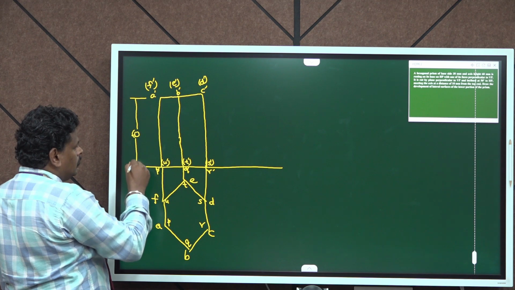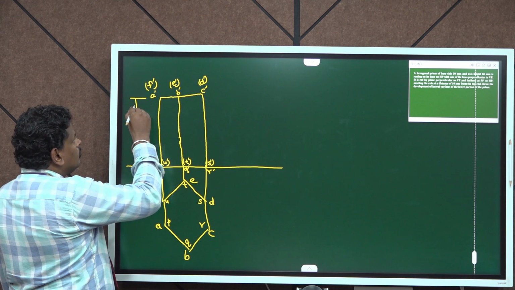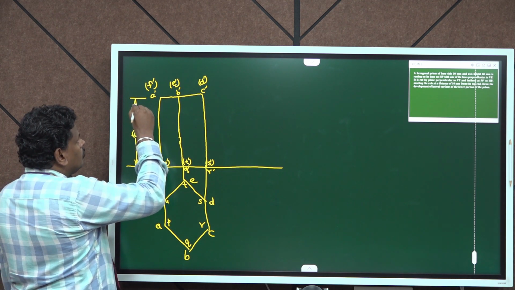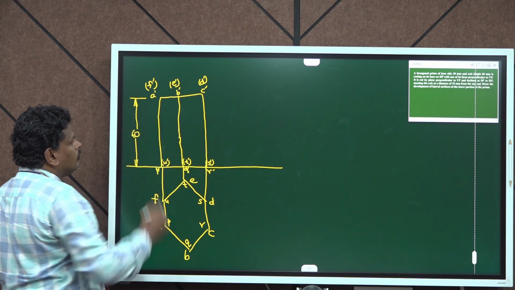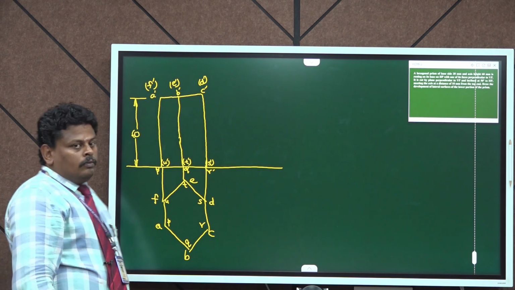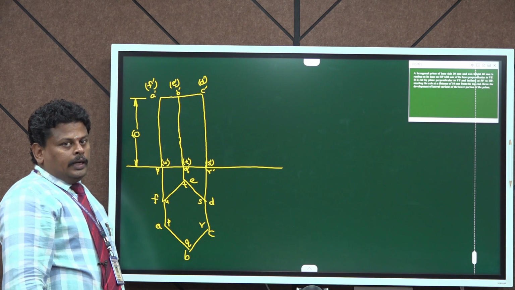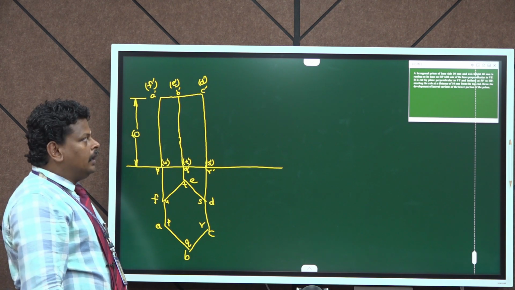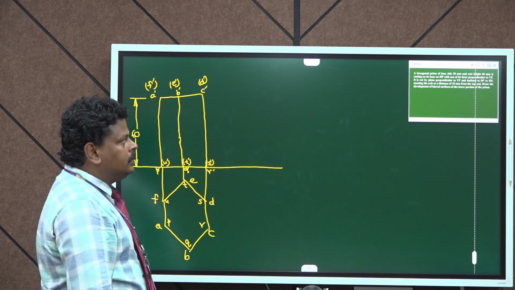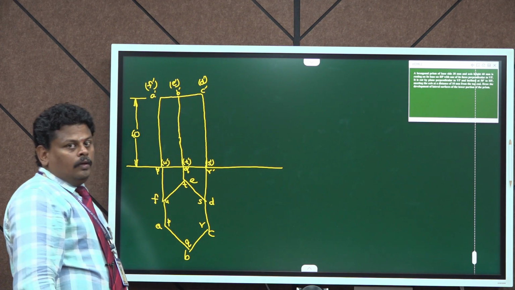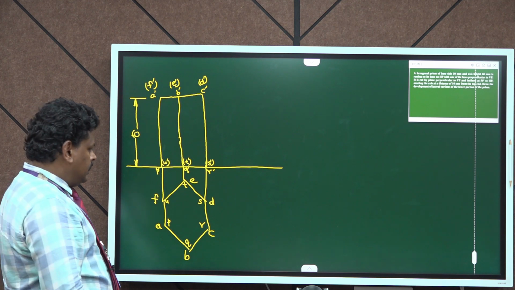We can dimension the height of the prism, which is 60 mm. And now we can locate the cutting plane. The cutting plane is located at a distance of 10 mm from the top end, and it is inclined at an angle of 50 degrees to HP as given in the problem.